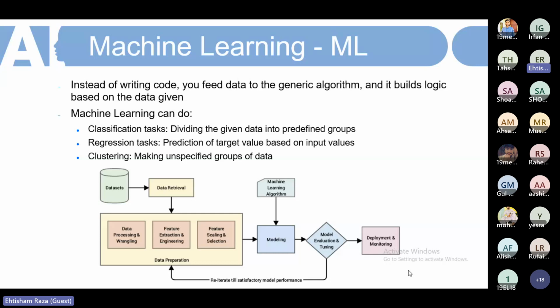So if you want to perform this classification, or rather train your machine learning model, you have to provide this data so your machine learning model can do the classification based on the training. Similarly, the regression task. What is a regression task? Predicting a target value based on the input value.